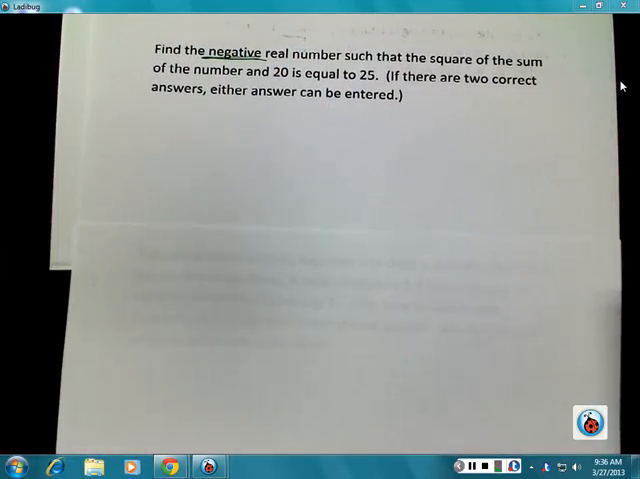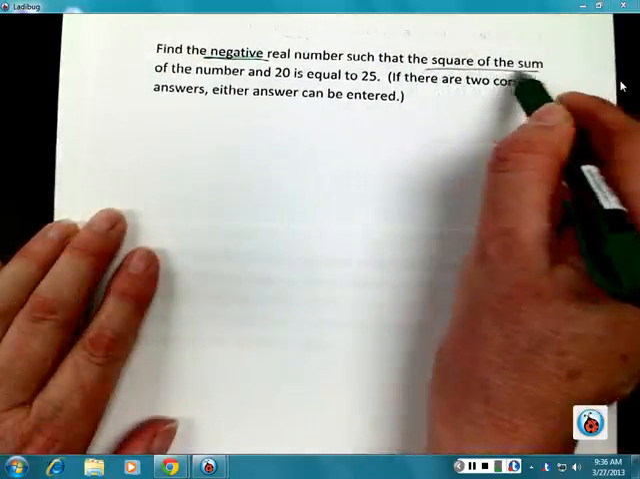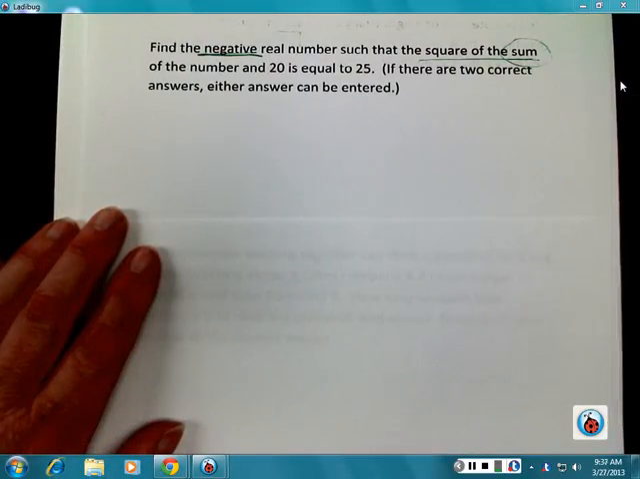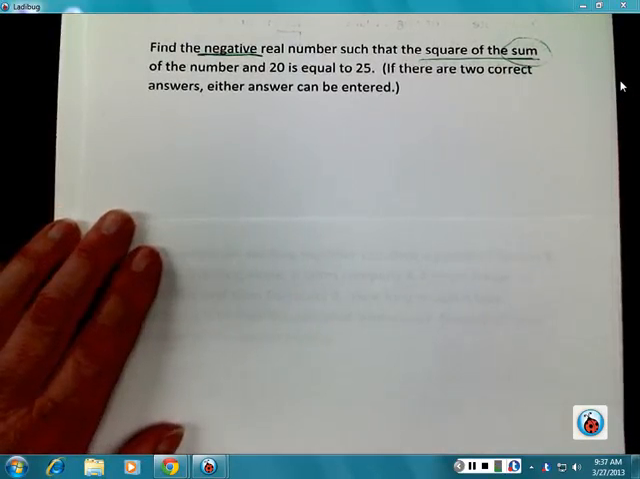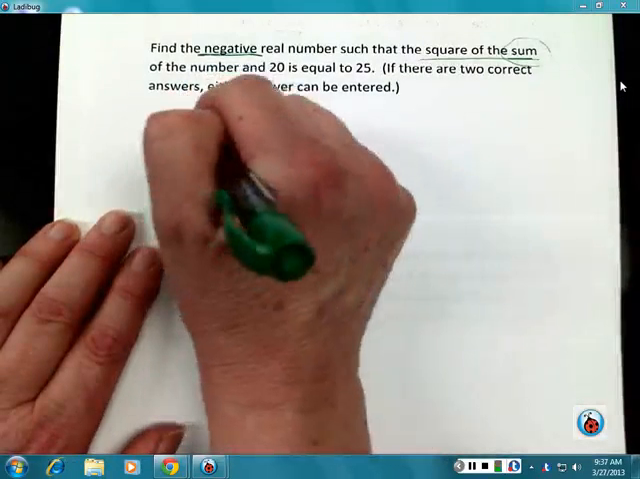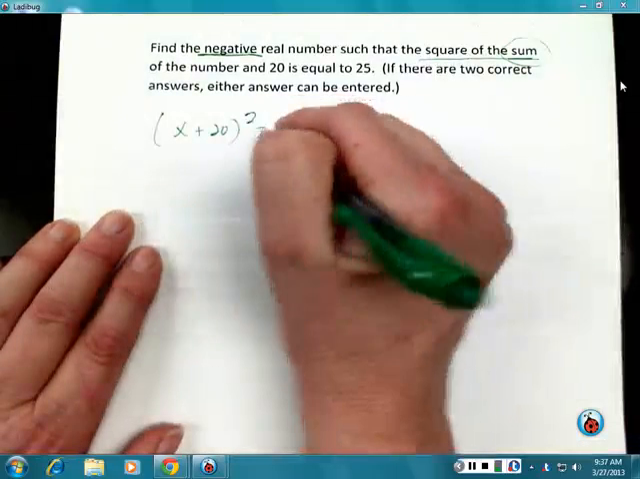So what did it say? It says square the sum. What does sum mean? What are we going to do if we're going to get the sum of something? I was beginning to think something happened out there. You guys didn't remember what you're supposed to do. The square of the sum of a number, so x plus 20, squared is going to equal 25.